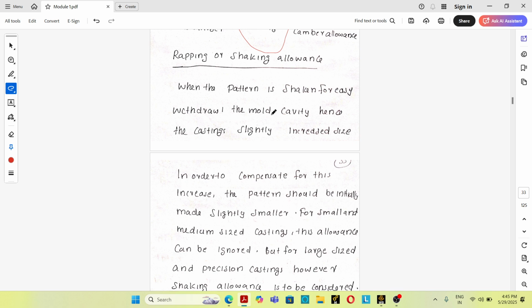We have first shrinkage allowance, second draft allowance, third finishing allowance, fourth distortion or camber allowance, and fifth warping or shaking allowance.